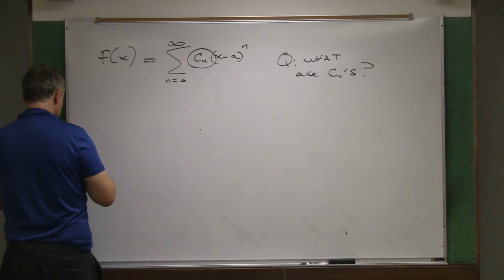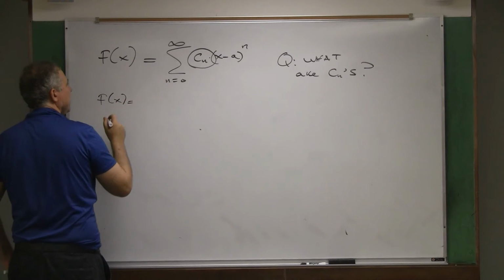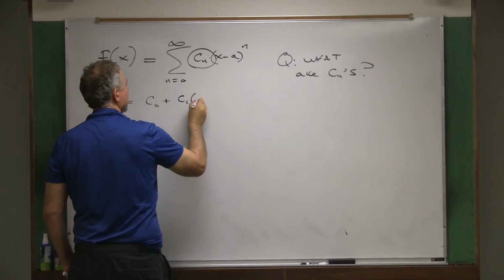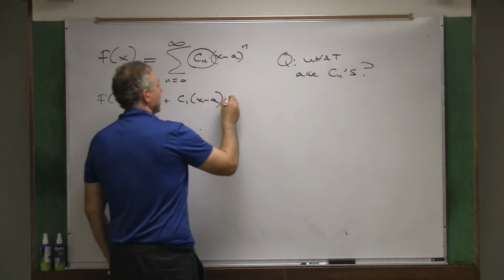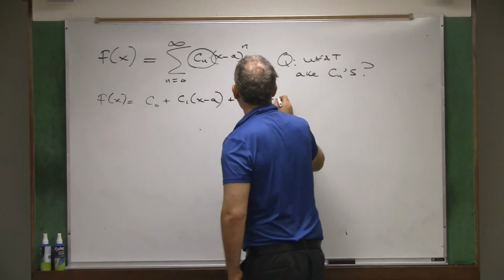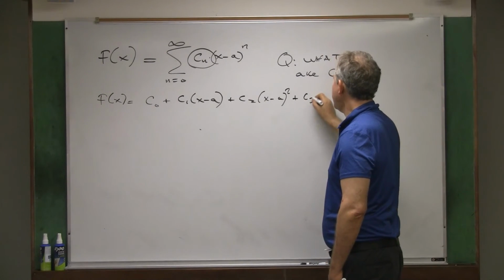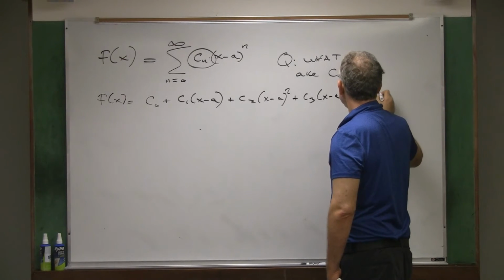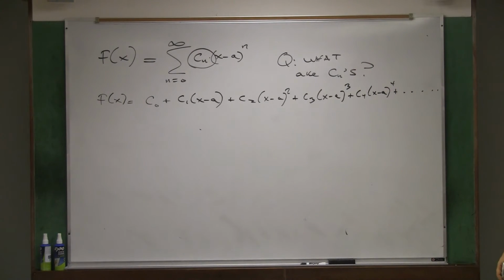In other words, f of x, let's write it out. F of x is going to be C0 plus C1 x minus a plus C2 x minus a squared plus C3 x minus a cubed, C4 x minus a to the fourth, plus dot dot dot. You get the idea. Now let's differentiate this.